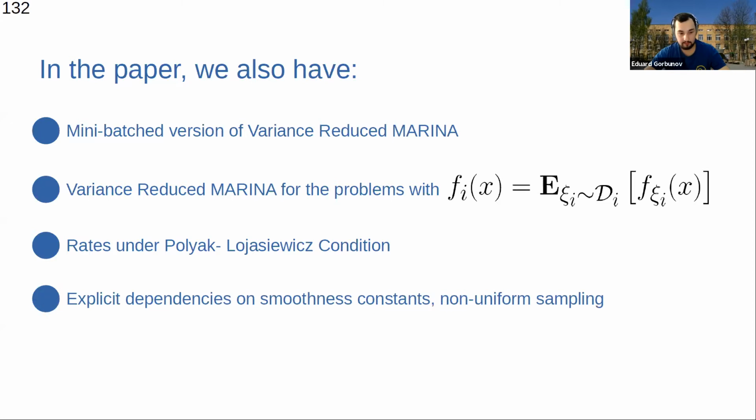And next, one can find in the paper explicit dependencies on the smoothness constants. For example, one can use non-uniform sampling in VR-MARINA as well. Next, I also would like to mention that our analysis is quite simple, and it can be modified to handle different scenarios, such as combinations of partial participation and variance reduction, or different compression operators on different nodes, or different batch sizes on different nodes. Everything is doable because the proofs are quite simple.